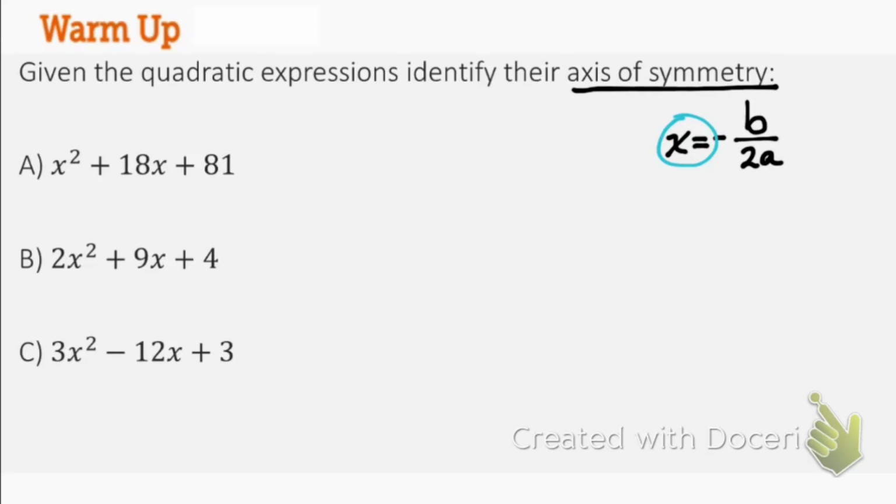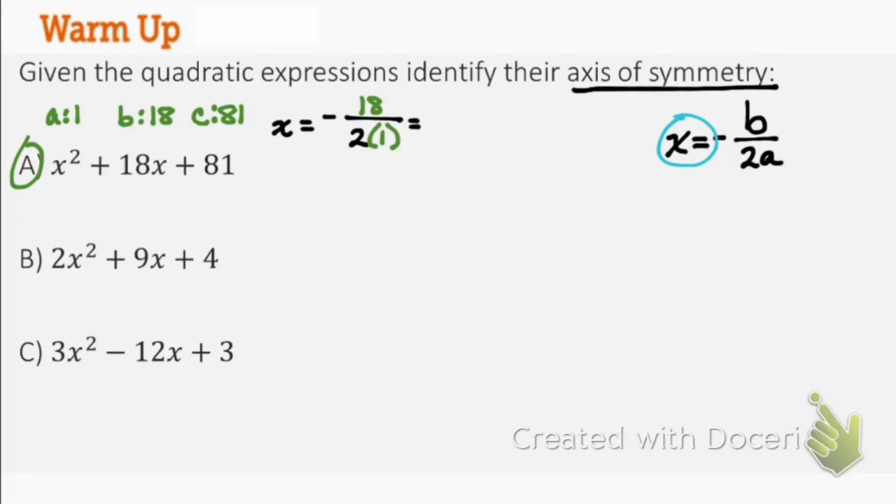All right, so on part A right here, what are the values in this quadratic equation for A, B, and C? A is 1, B is 18, C is 81. I'm going to identify my A, B, and C so that I know what I'm substituting into this formula that we have. What are we putting up on top in the place where B goes? 18. Down on the bottom, I have to do 2 times A. What is our A value? 1.